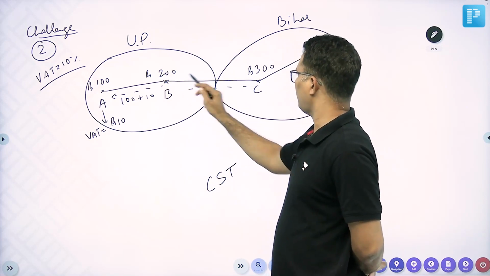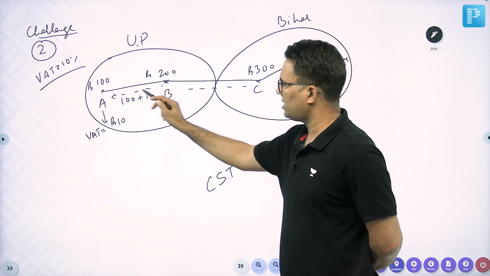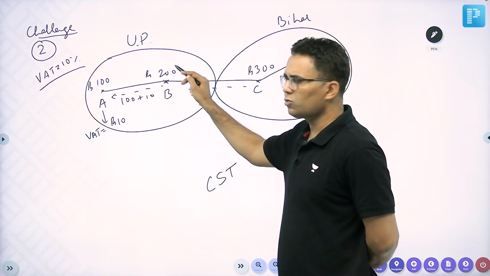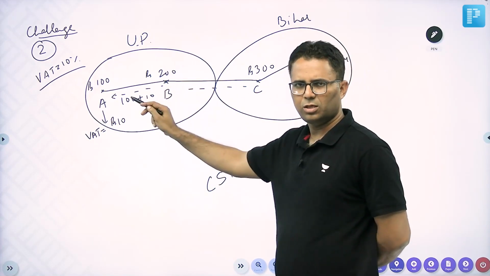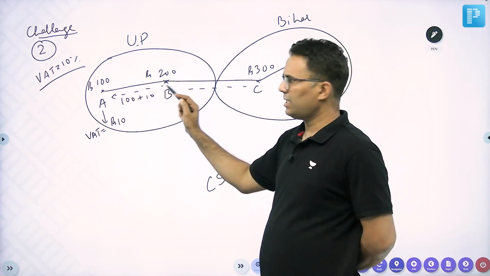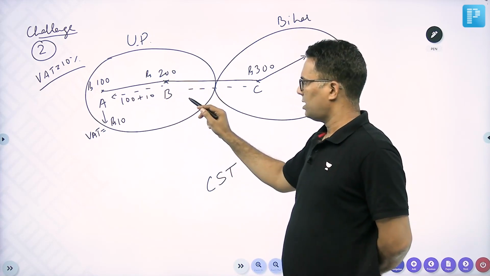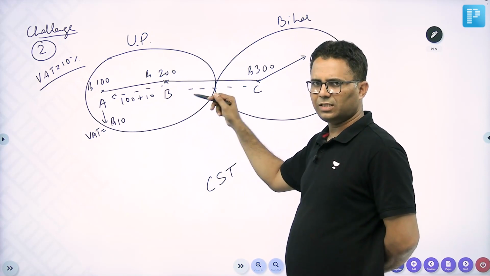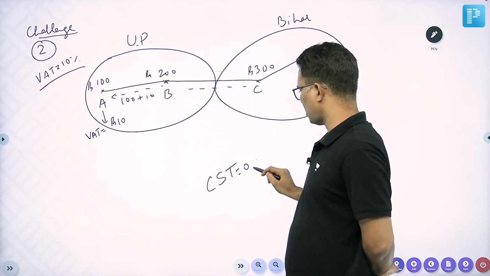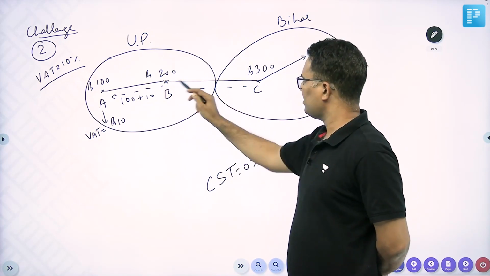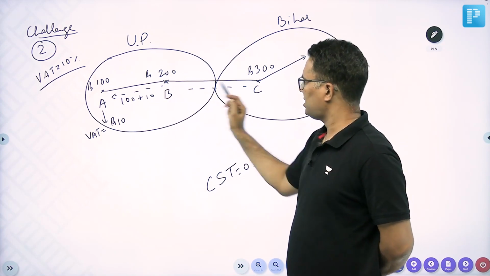At what price will B sell to C? B has already paid 110. For his work, B wants 200. And there is no VAT on this transaction, and CST is 0. So B will sell at 200 plus 110, 310.